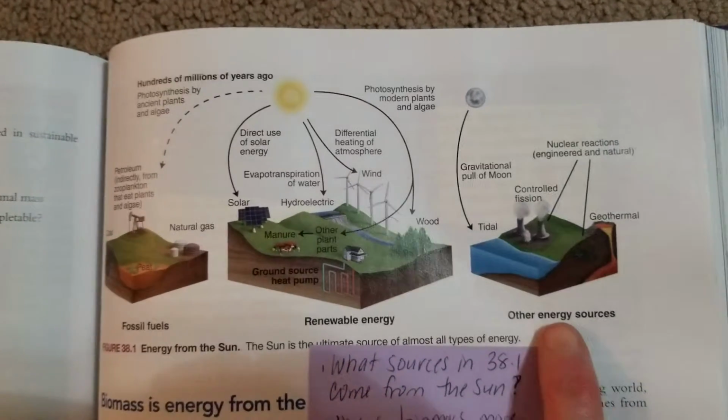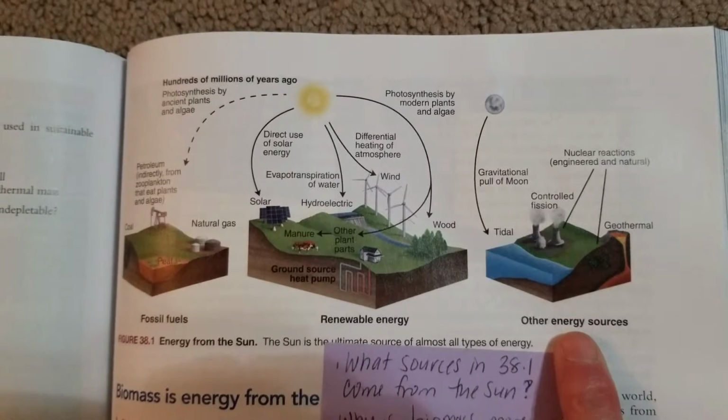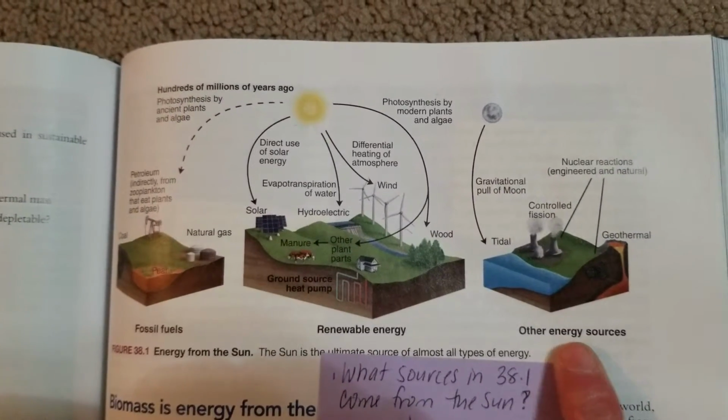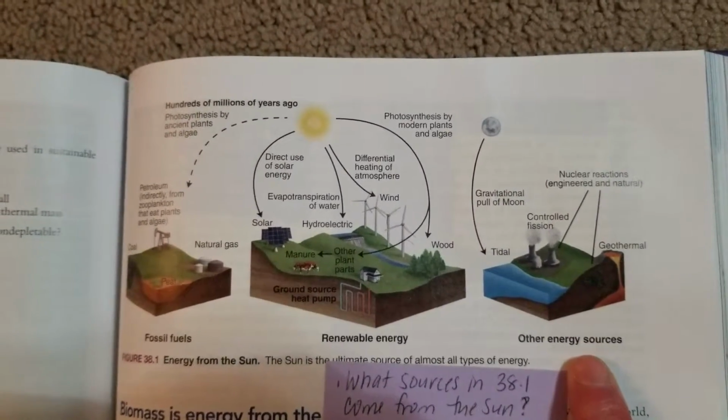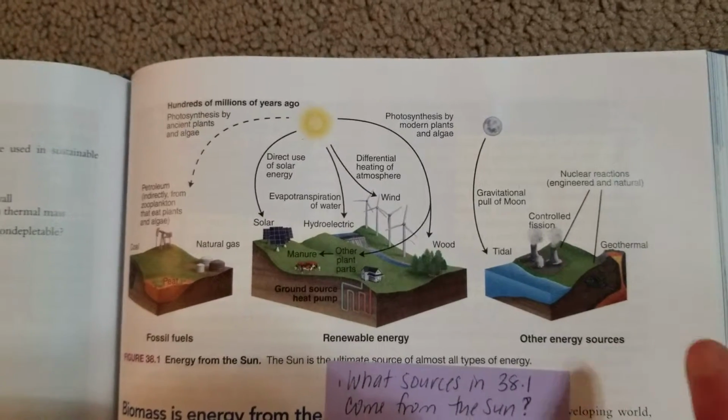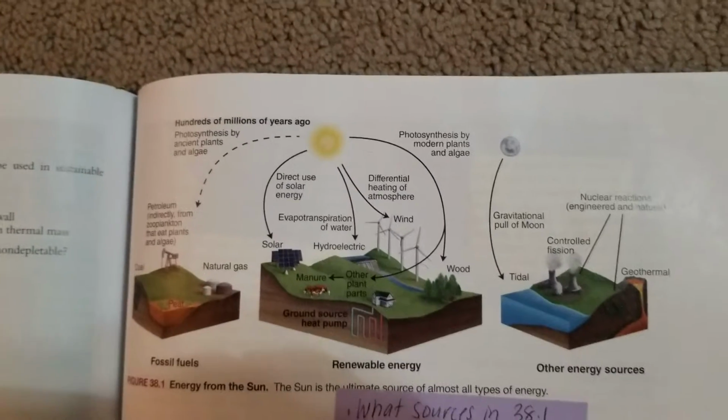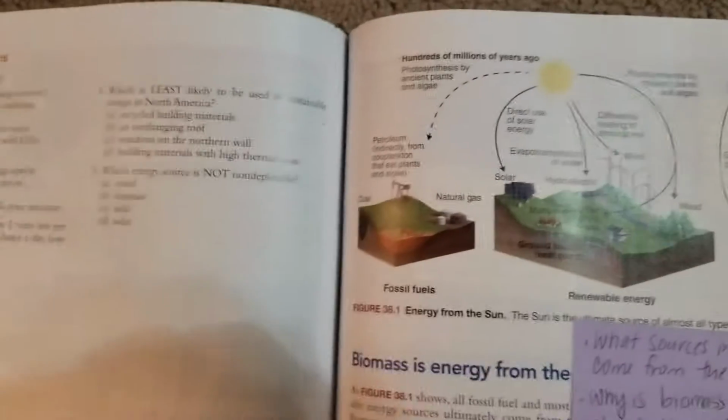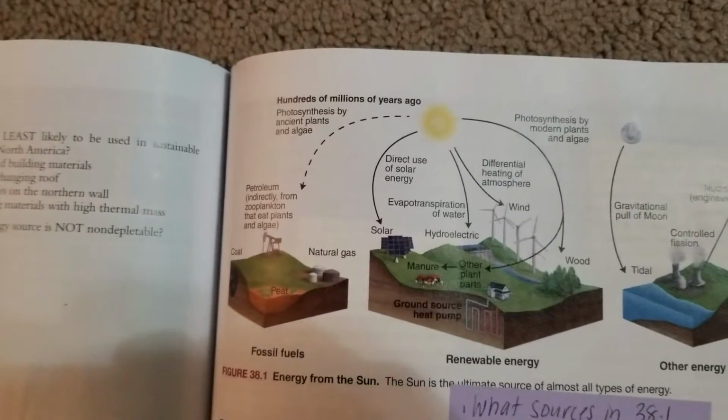over here in other. So this is tidal energy, which is coming from the moon. We've got nuclear reactors, which is uranium coming from the earth, and then geothermal, which is the heat in the earth. The rest of it, in a roundabout way, comes from the sun.